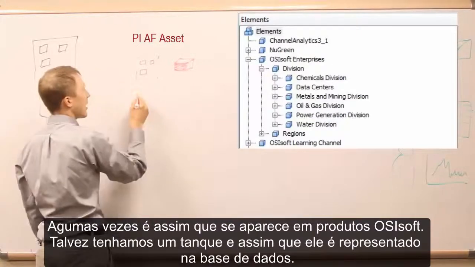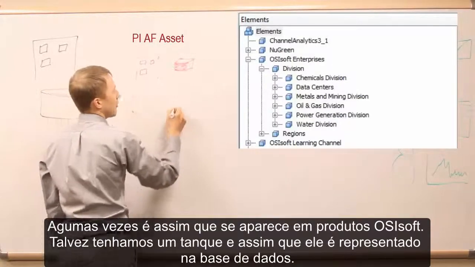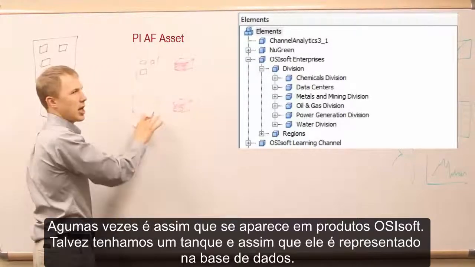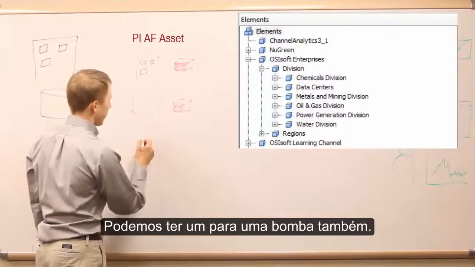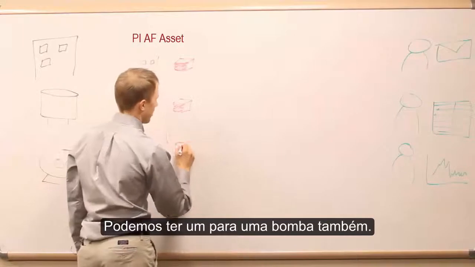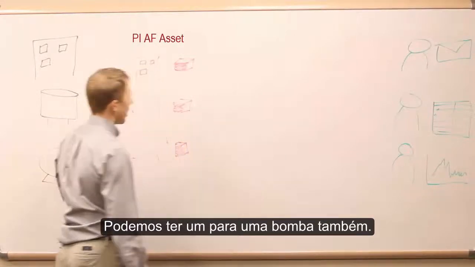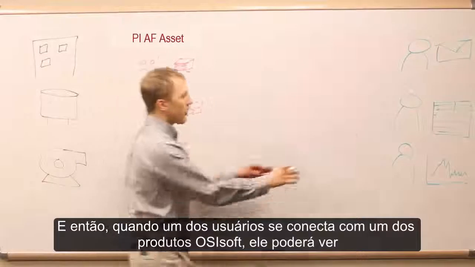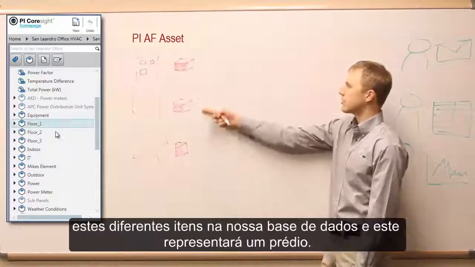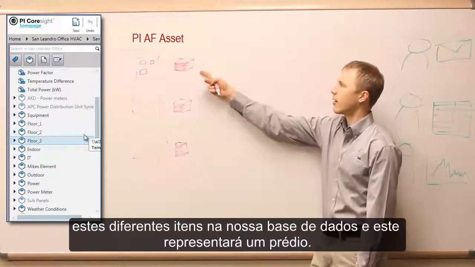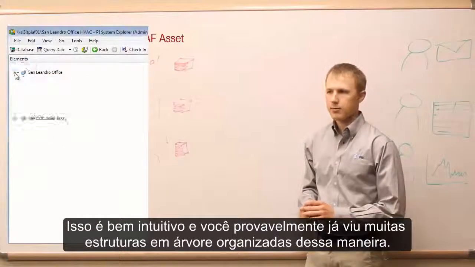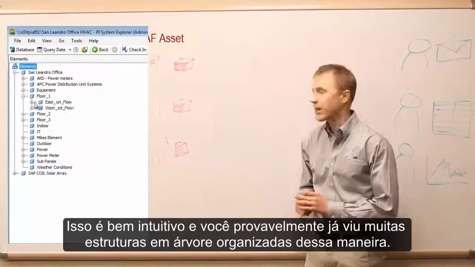And maybe we have a tank, and we represent that by a little block, and this just represents the tank in our database. And maybe we have one for our pump, and it has a little element as well. Then when one of our users logs on to one of the OSIsoft products, they're able to see these different spots in the database, and that represents a building. It's pretty straightforward, and you've probably seen a lot of tree structures organized like this.